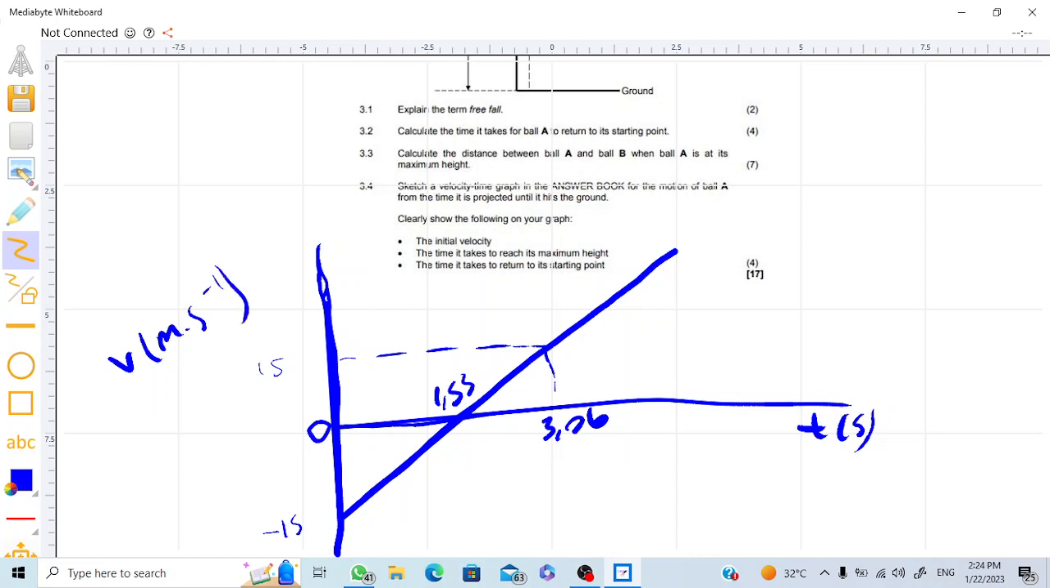Okay, now it's 4 marks. There's a show initial velocity, it's here. This one they didn't ask about it, but I showed it. The time it takes to reach its maximum height, they want this time, it's a mark. The time it takes to return to its starting point, this time they want it. Then overall the shape and the fact that you able to exist, it's a mark. So those are the 4 marks.